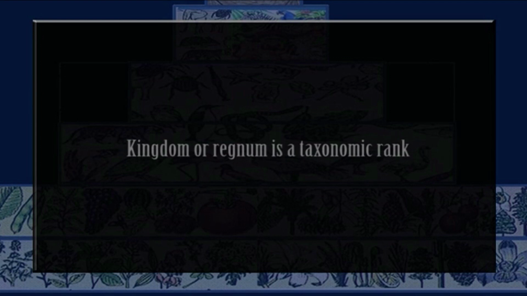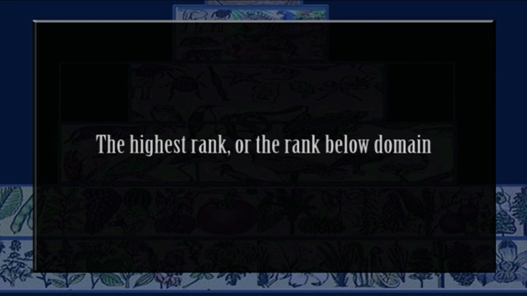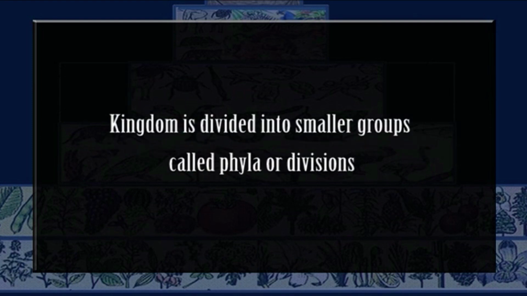First of all, we will discuss kingdom. In the biological world, kingdom or regnum is a taxonomic rank that is either the highest rank or, in the new three-domain system, the rank below domain. Each kingdom is divided into smaller groups called phyla or divisions.